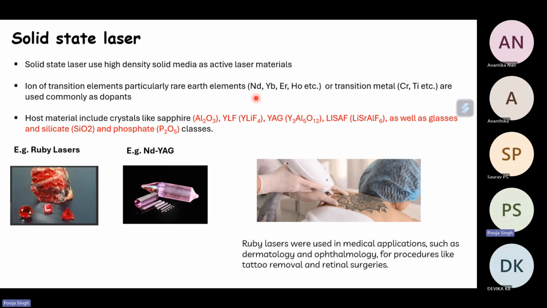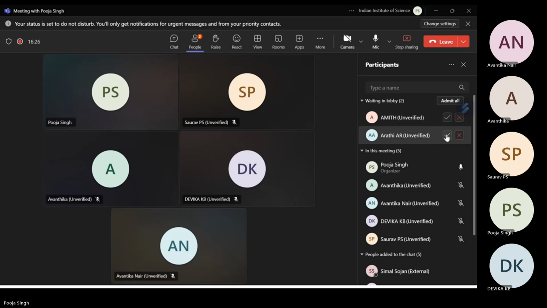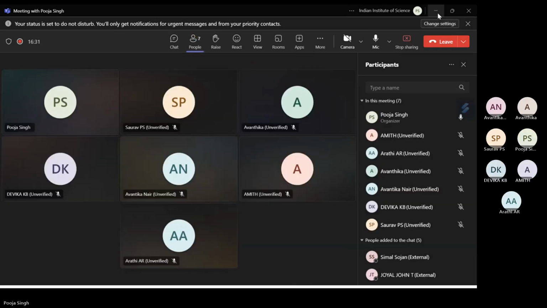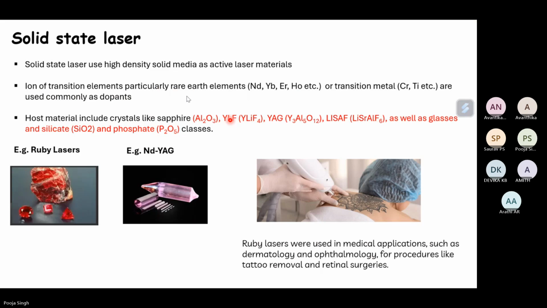So here you can see that this ruby laser was used in medical applications, such as dermatologists making tattoos, and also for removing tattoos, as well as retinal surgery. So what basically happens in this thing?